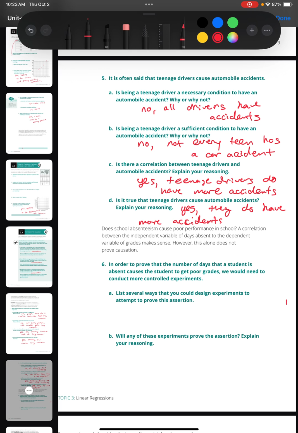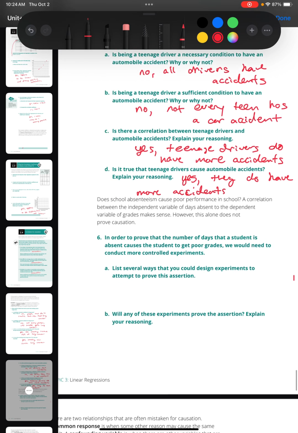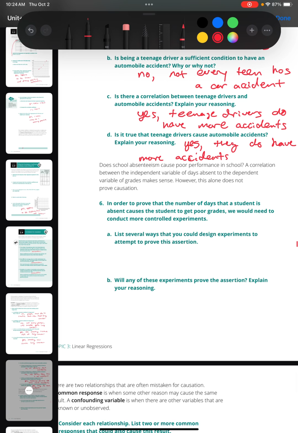Okay, for the next example, it says, does school absenteeism cause poor performance at school? A correlation between the independent variable of days absent to the dependent variable of grades makes sense. However, this alone does not prove causation. In order to prove that the number of days that a student is absent causes the student's grades to get poor, we would need to conduct more controlled experiments. So A says list several ways that you could design experiments to attempt to prove this.